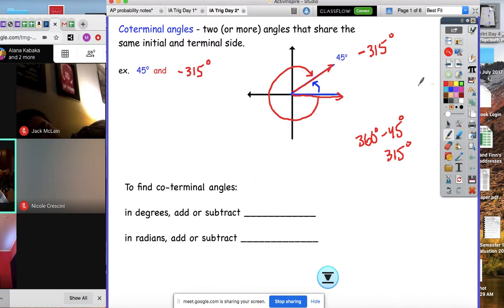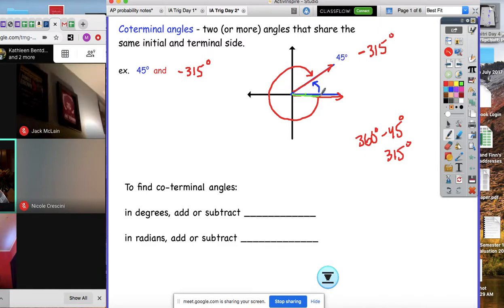Another coterminal angle I could do is if I started on the positive x-axis and I went counterclockwise all the way around the circle and then a little bit more to land me there again. So do you see how I went all the way around the circle? That'd be 360 degrees plus that 45 little chunk. So that would be doing 360 plus 45. And when we add those up, we'll get 405.